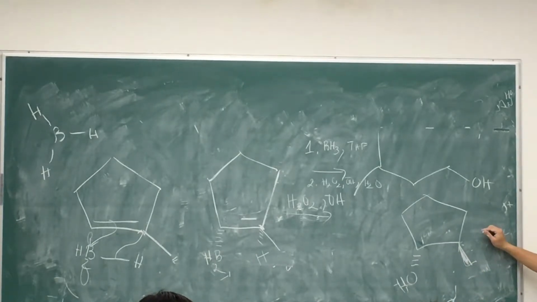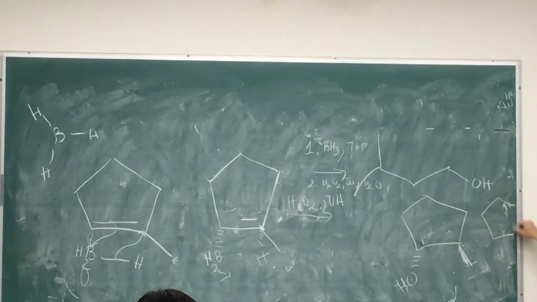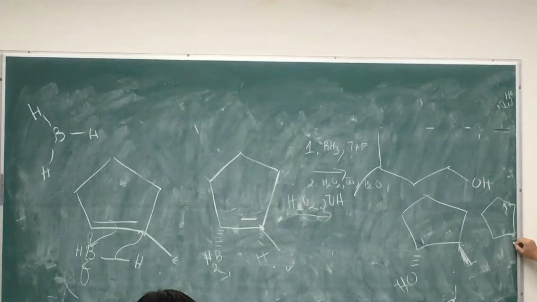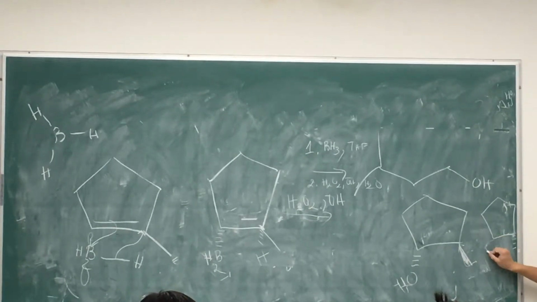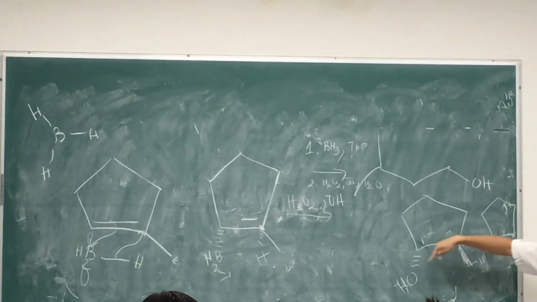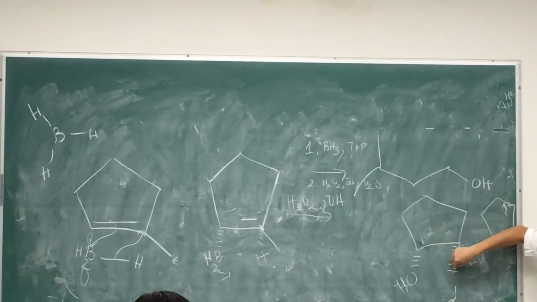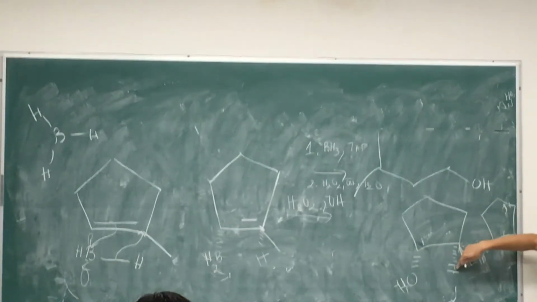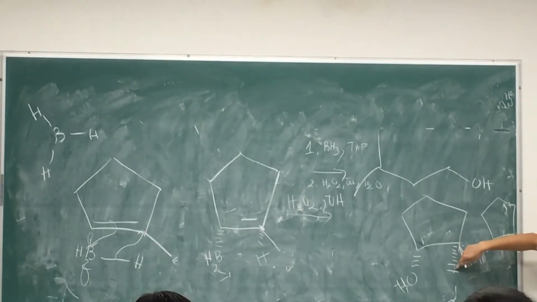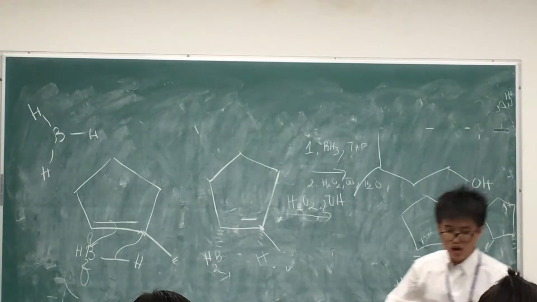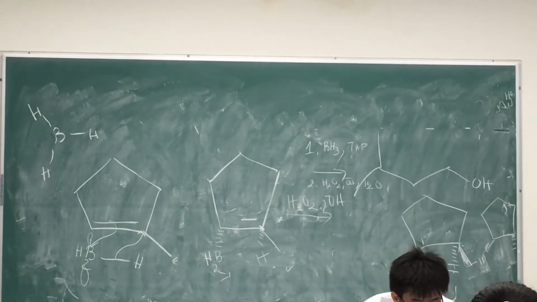But actually this one also has another isomer. But remember, the two groups are always in the opposite direction. This group and this group are always in the opposite direction. Do you know why? Because OH and H must be on the same side. Agree? Okay, now move on. Do we have any problem for this question?